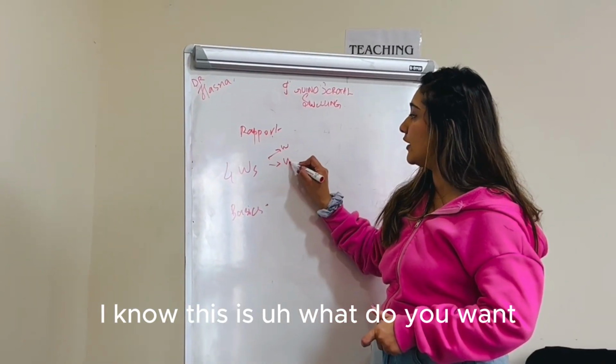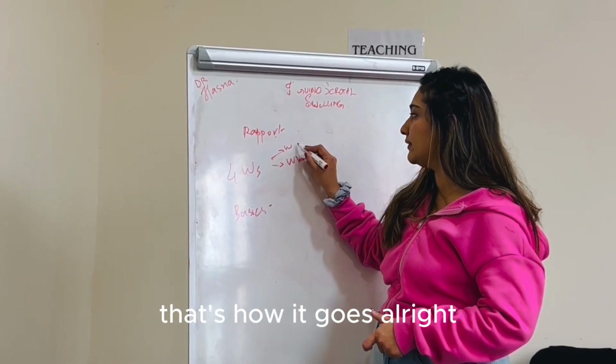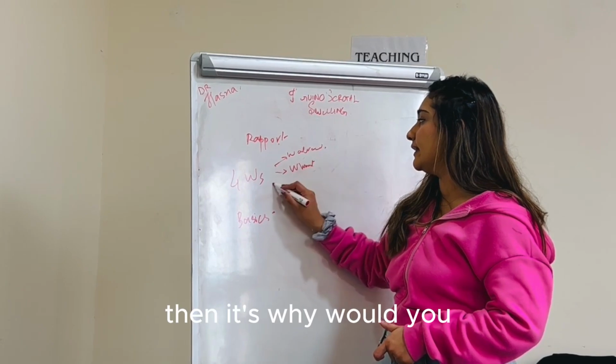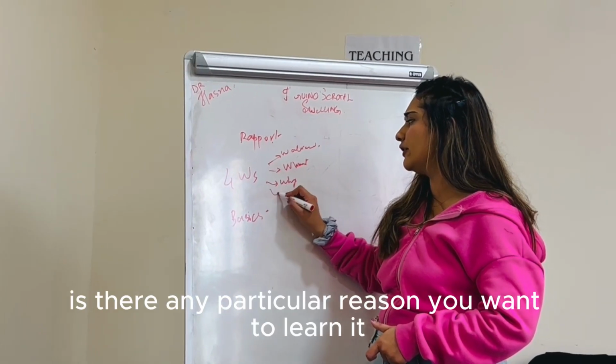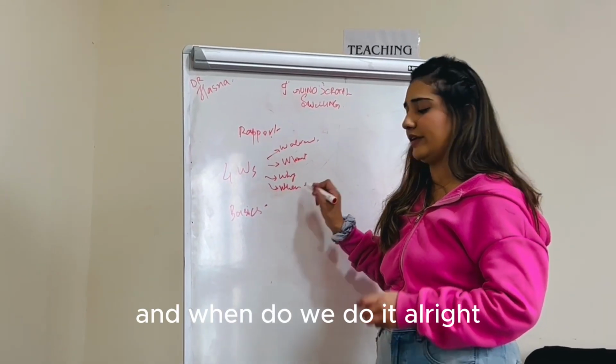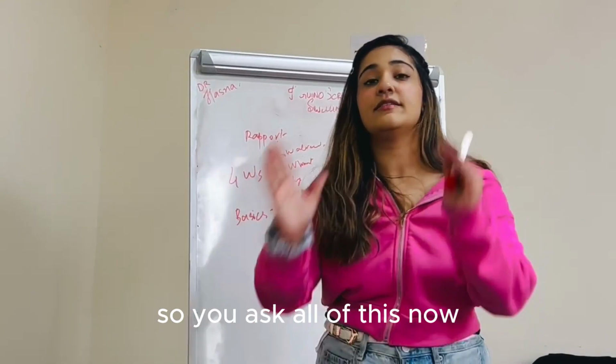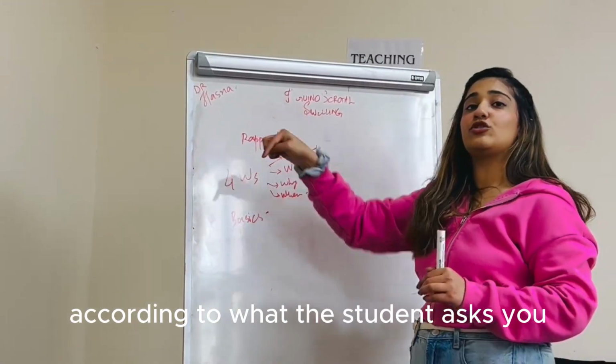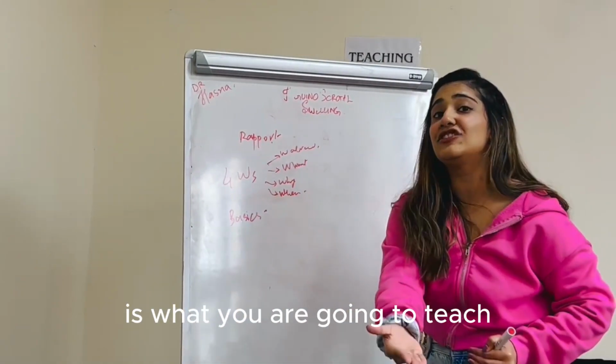What do you want? So what already, that's how it goes, alright? Then ask, is there any particular reason you want to learn it, and when do we do it? Alright, so you ask all of this. Now, according to what the student asks you is what you are going to teach.